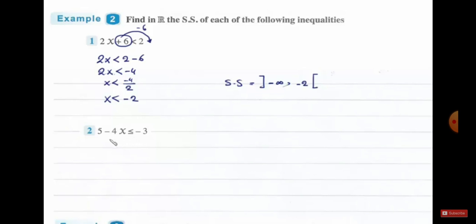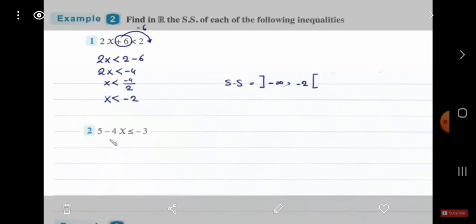2 is up, put it down on the other side. Then we can say x < -4/2. Then x < -2. The solution set is an interval. Also, x less than means negative infinity, and negative infinity is always open. Then on the other side, on the right, -2 without equal, so it is also open.